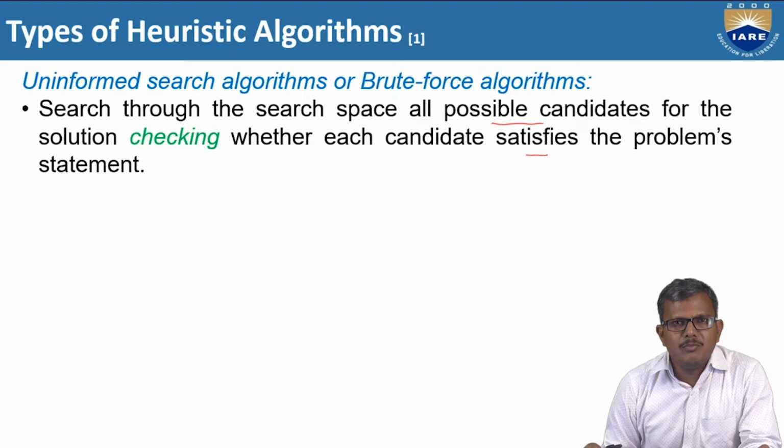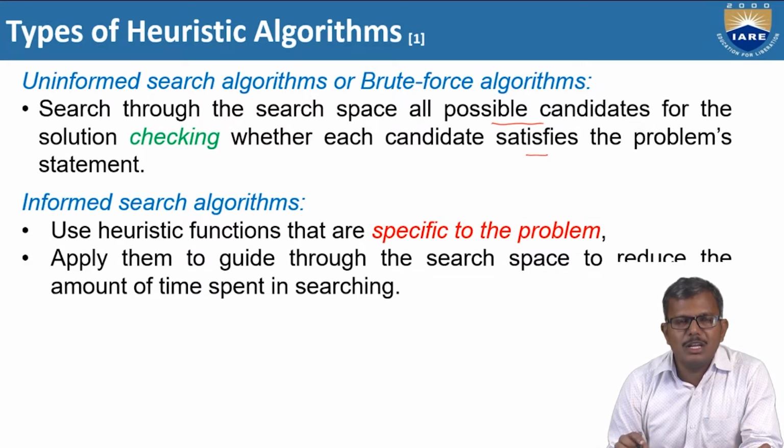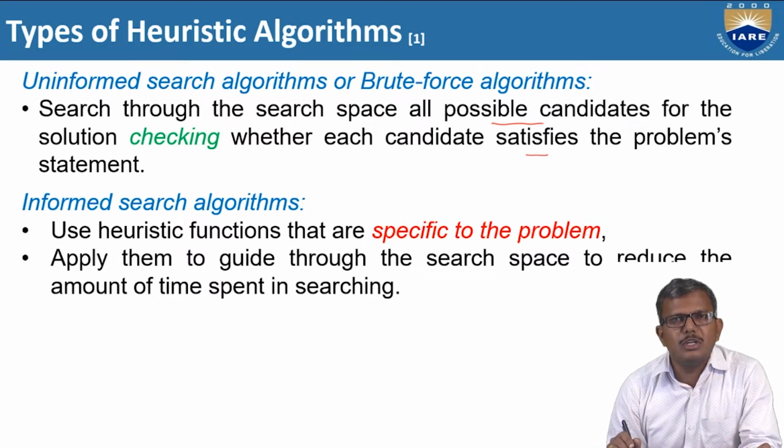heuristic algorithm. Let us try to see the other type, which is called informed search algorithms. So in this case, what happens? These algorithms are specific to a problem. Initially, we cannot guarantee that the uninformed search algorithms are applicable only to some kinds of problems. But here, it is not like that. The informed search algorithms are specific to the problem, means you cannot apply these algorithms to any kind of AI problem.